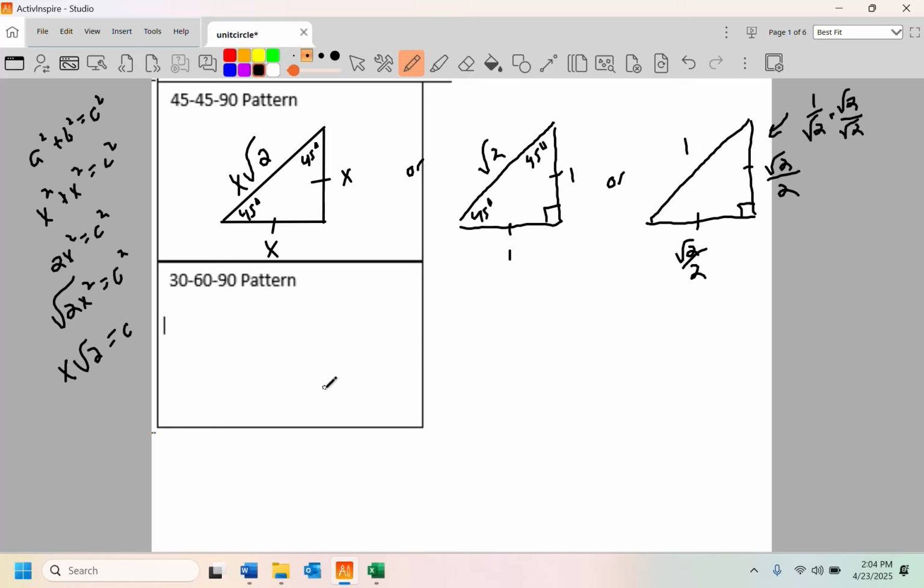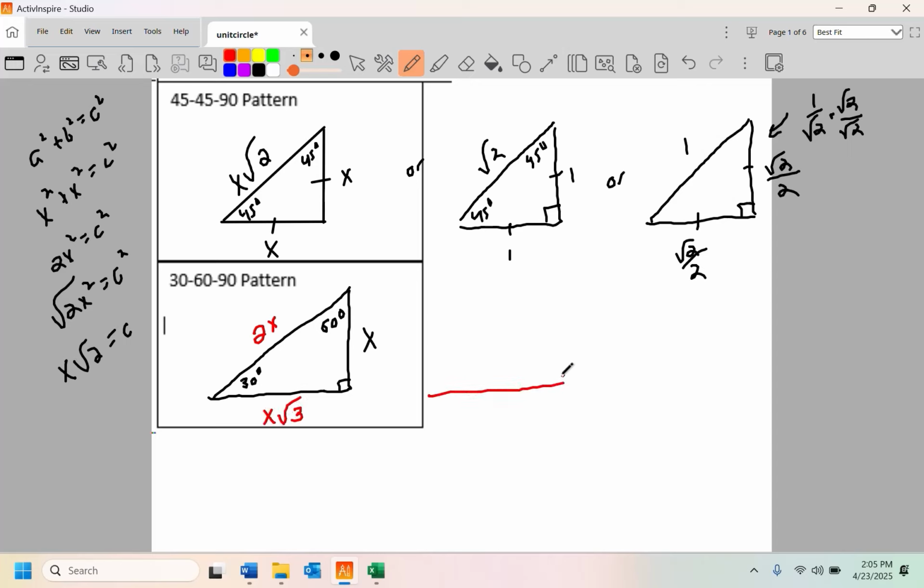But then you have the 30-60-90 pattern. The 30-60-90 obviously has a right angle. It's got a 30-degree angle here and a 60-degree angle here. The 60-degree angle is opposite of the longer side. The 30-degree angle is opposite of the smaller side. Now, the small side is called x. The hypotenuse is literally twice the small side's length, and the long leg is x root 3.